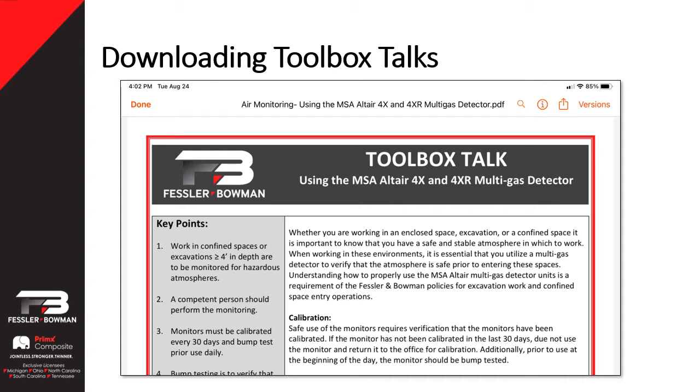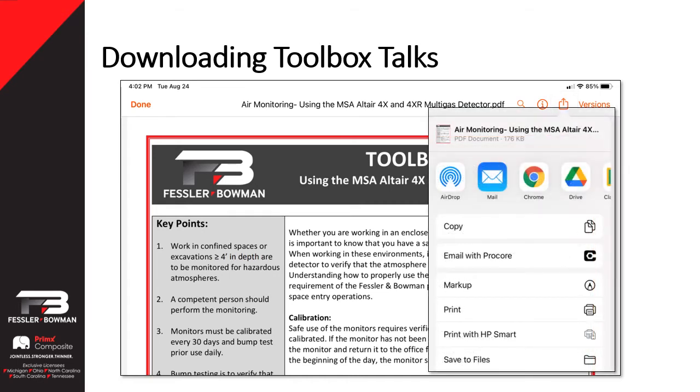So the first thing we're going to do is click at the top of the page here. We're going to click on this little icon here, which is the sharing icon. And when we click on that, it's going to open up this menu. On the menu, we're going to look at the very bottom of the menu where it says Save to Files. That's going to allow us to download the Toolbox Talk directly to our tablet.